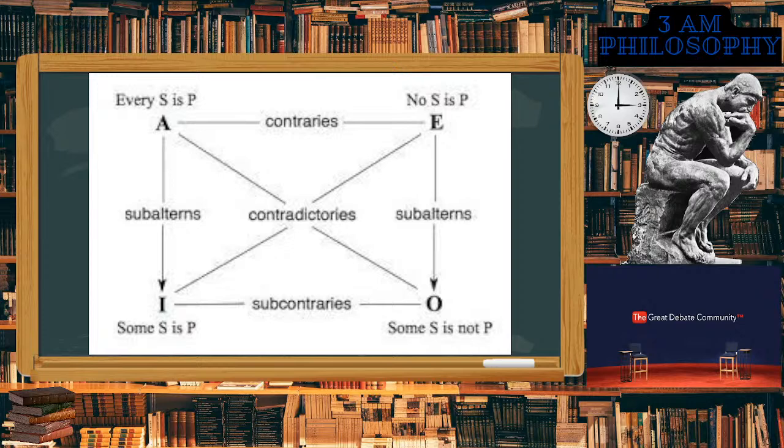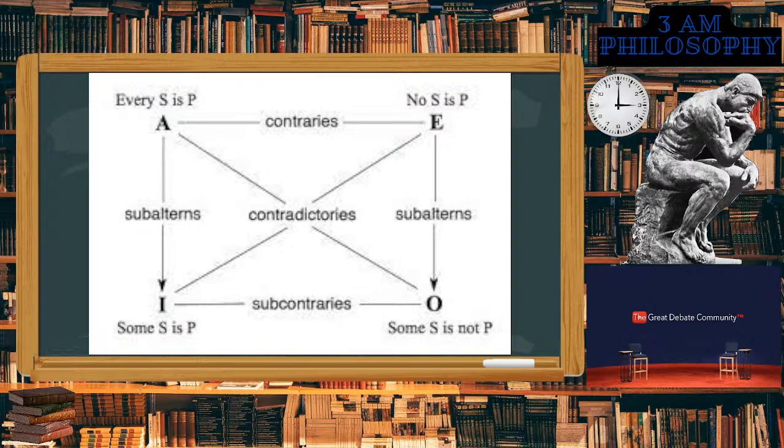When you look at the relationships, on the right and left-hand side you have what are called subalternations, and basically these are implicatures. They say that if the top is true, it implies the bottom. It's not a logical necessity, it's just an implication. Then the contradictions are the diagonals, like A to O, and E to I.